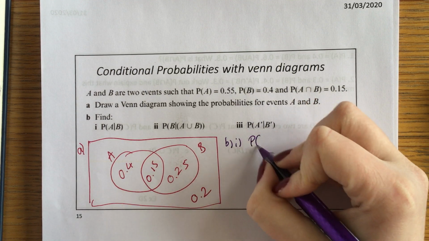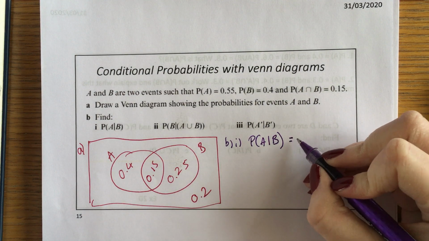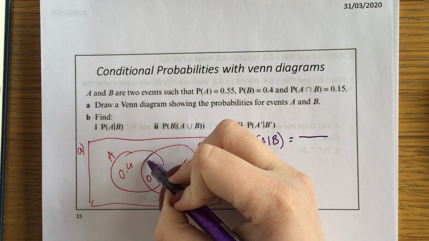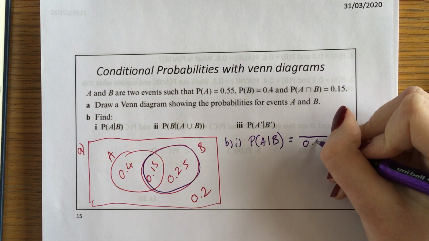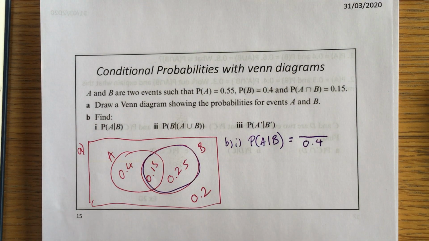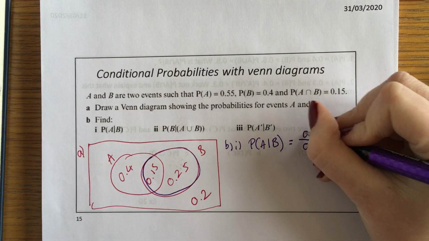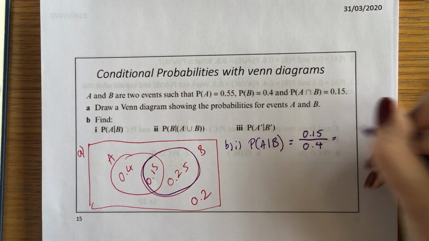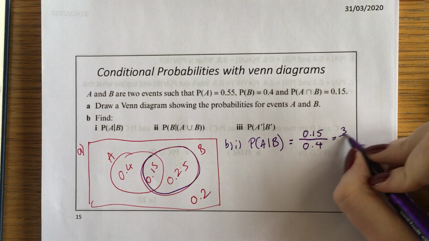Find the probability of A given that B has happened. So if I know that B has happened, it means I'm looking at that whole circle. So it's out of 0.4. And the probability that A happens is 0.15, which is 3/8.